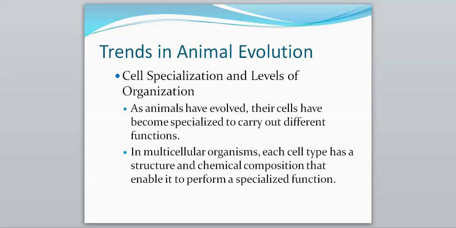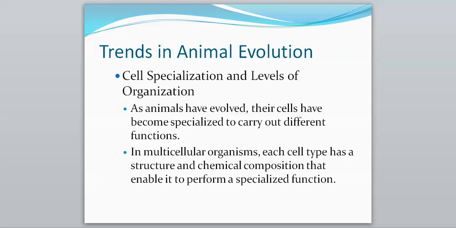And so the first one we're going to look at is cell specialization. As animals have evolved, their cells have become specialized to carry out different functions. And in multicellular organisms, each cell type has a structure and chemical composition that enable it to perform a specialized function. The example we can give, relating it back to humans, is that we have different cells in our brain, our lungs, our heart, and our feet. Each one of those cells is in that specific area because it does a specific job that helps us survive overall. If we had lung cells up in our brain, we probably wouldn't be doing too well right now.